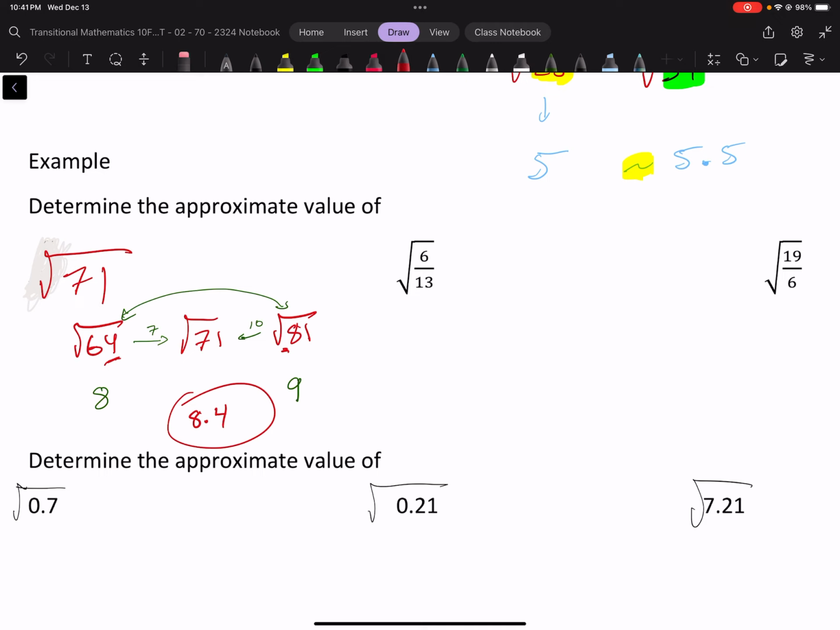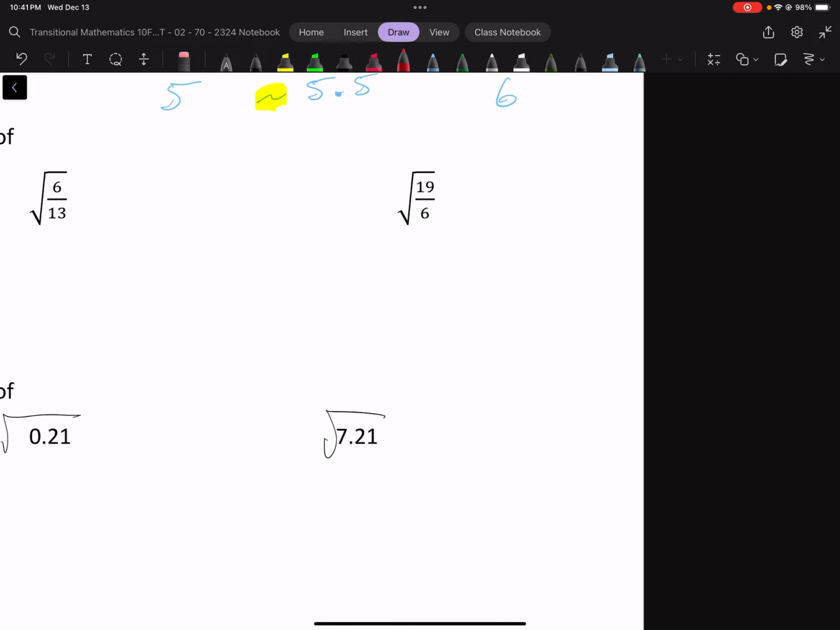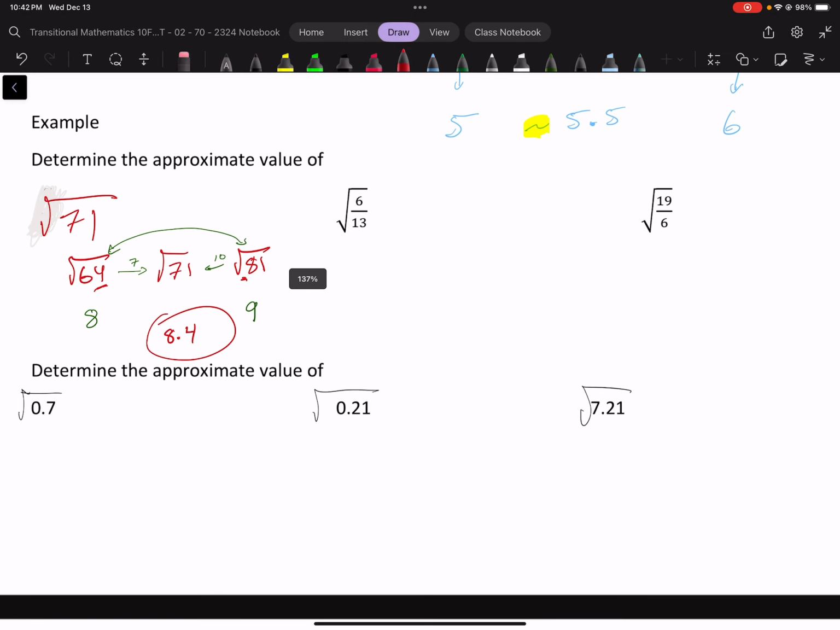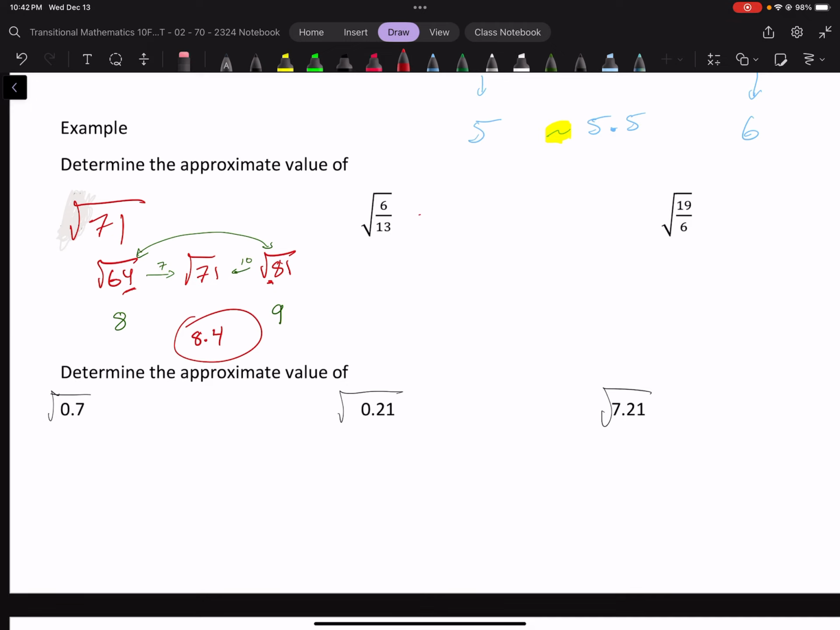Now, if curiosity strikes you, by the way, by all means, grab a calculator, figure it out. Now, allow me to do the square root of some terrible, awful fraction. The square root of 6 over 13. Now, you may want to stop and think about what is the square root of 6 over 13. Now, we're only thinking about approximate values. Did you know that 6 over 13 is approximately a half?